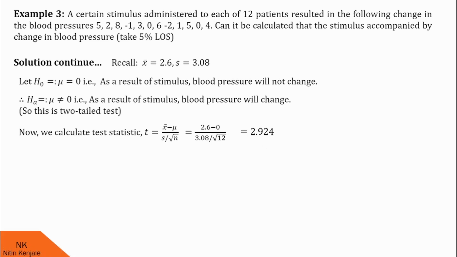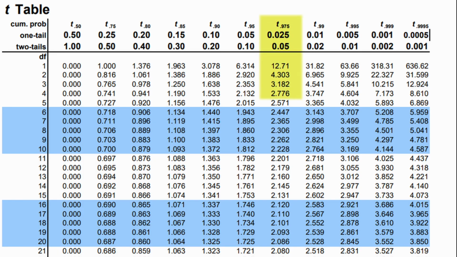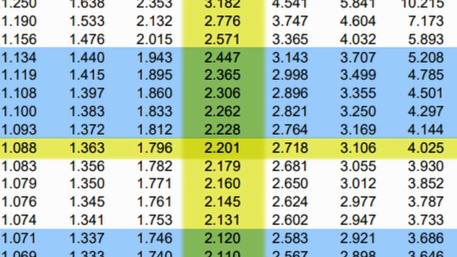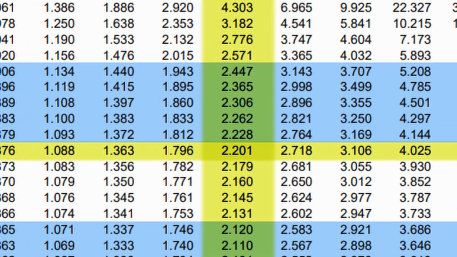Now let us proceed to find table value of t. Since n is 12, degrees of freedom will be 12 minus 1, which is 11. We are already given LOS 5%. So in the table at 5% LOS and degrees of freedom 11, I found t value is 2.201. Finally, we compare calculated and table value of t.